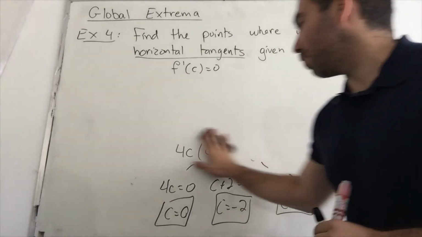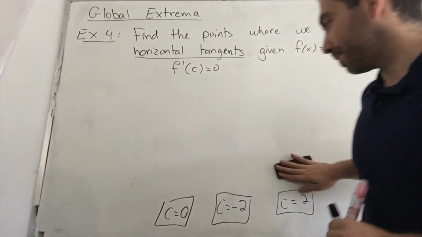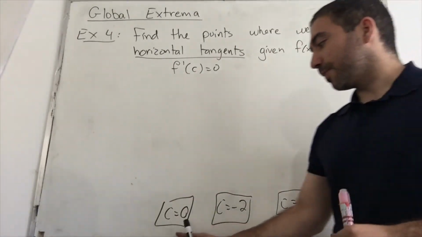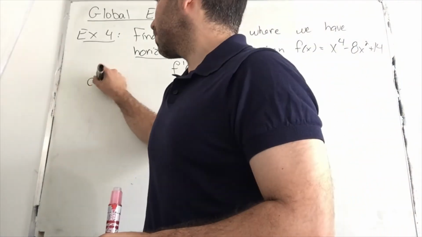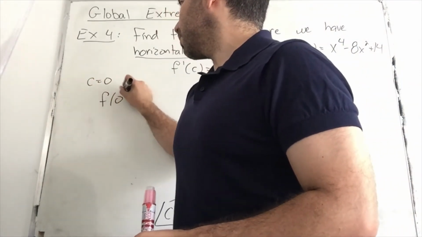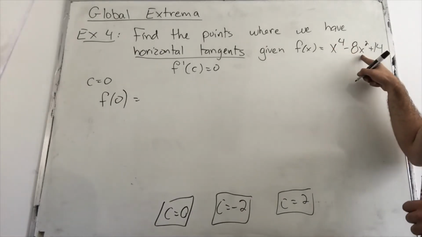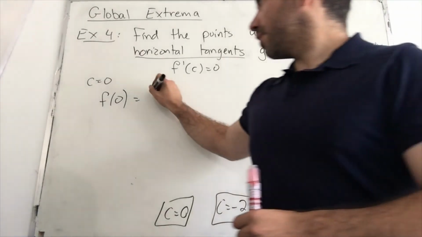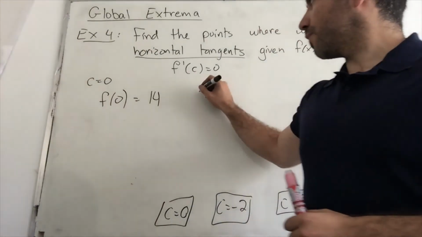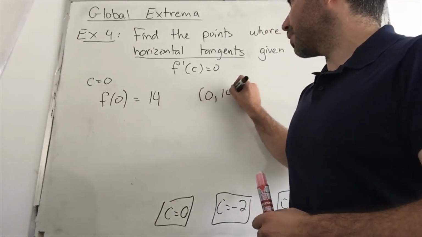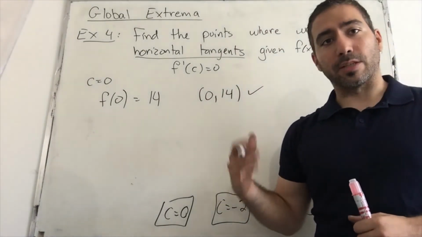And this is going to be where we have horizontal tangents. So for the first point, for x equals 0, f of 0, the original function, we're plugging it into here. So 0 to the 4 minus 8 times 0 squared plus 14 is just equal to 14. So we have a horizontal tangent at the point (0, 14). That's one of them. Let's go get the second.